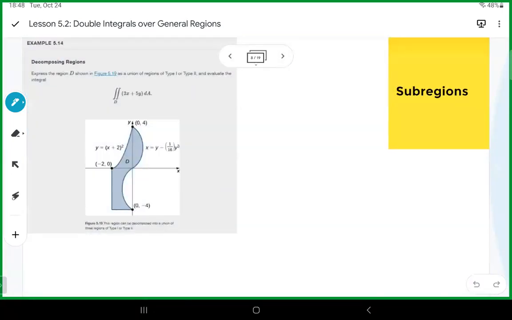All right. So example 5.14, decomposing regions. Express region D, shown in figure 5.19, as a union of regions of type 1 or type 2, and evaluate the integral. So the region D is not easy to decompose into any one type. It's actually a combination of the 2 different types. So we can write it as a union of 3 regions, D1, D2, and D3, where we have the following. This gets kind of gross.